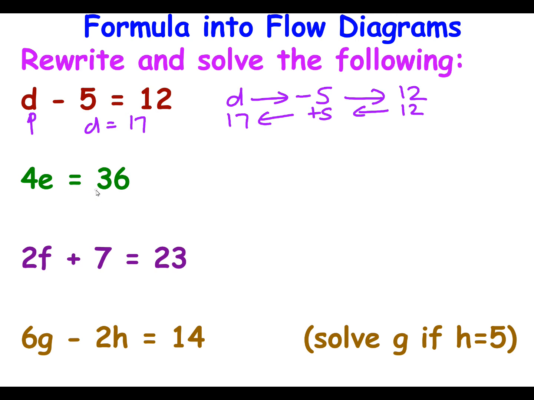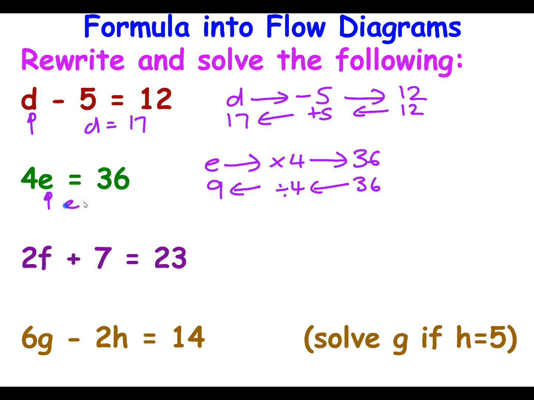Let's do the next one down. We're looking for E. So we're going to make E our subject. So we have E. We multiply it by 4, and it gives us 36. So if we start at this end with 36, we divide by 4, that gives us 9. So E is equal to 9. 4 times 9 gives me my 36.